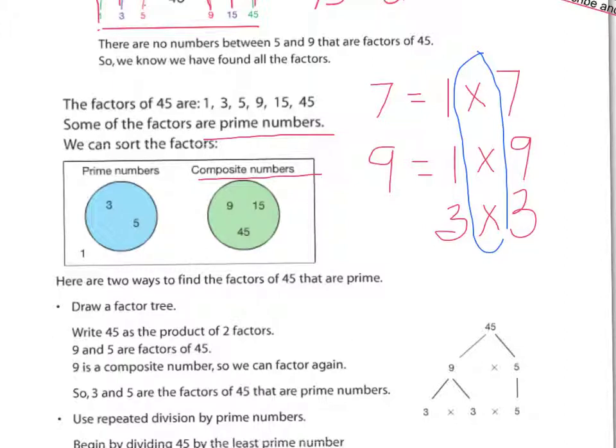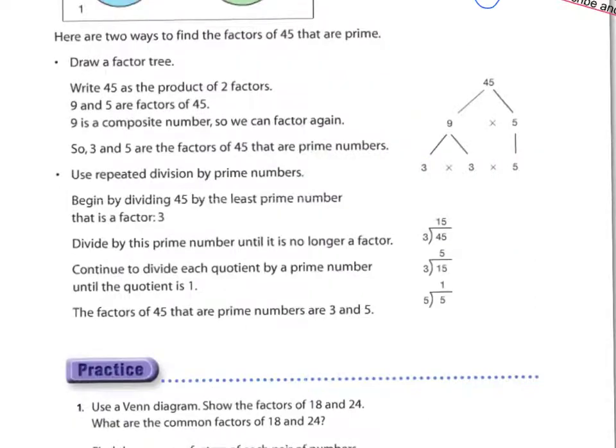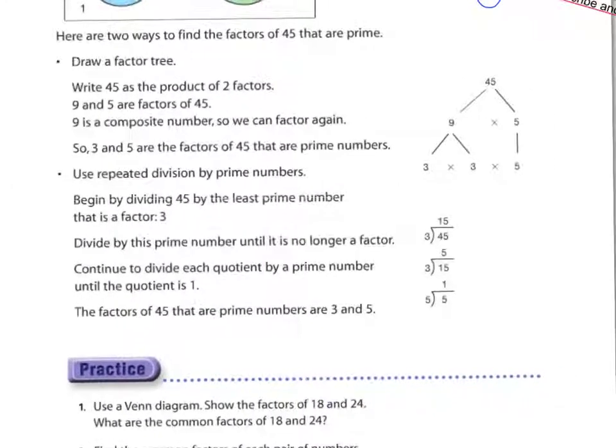Now we're going to move on to what we call a factor tree. So this is a way that we can show the number 45. All right, so we are going to show 45 as a product of its prime factors. Okay, we can also call this prime factorization. So two names: product of prime factors.